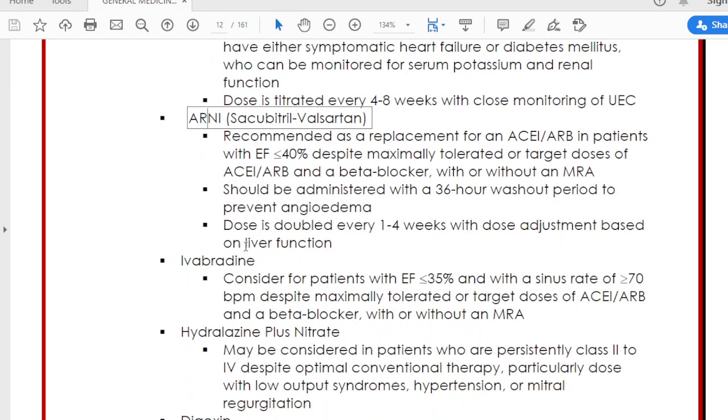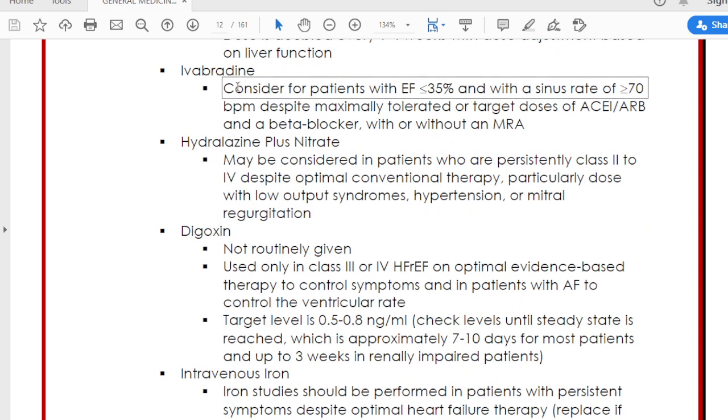ARNI, sacubitril valsartan: recommended as a replacement for an ACEI/ARB in patients with EF under 40% despite maximally tolerated or target doses of ACEI/ARB and a beta blocker, with or without an MRA, and should be administered with a 36-hour washout period to prevent angioedema. Dose is doubled every 1 to 4 weeks with dose adjustment based on liver function. Ivabradine: consider for patients with EF under 35% and with a sinus rate of 70 BPM or more despite maximally tolerated or target doses of ACEI and a beta blocker, with or without an MRA.